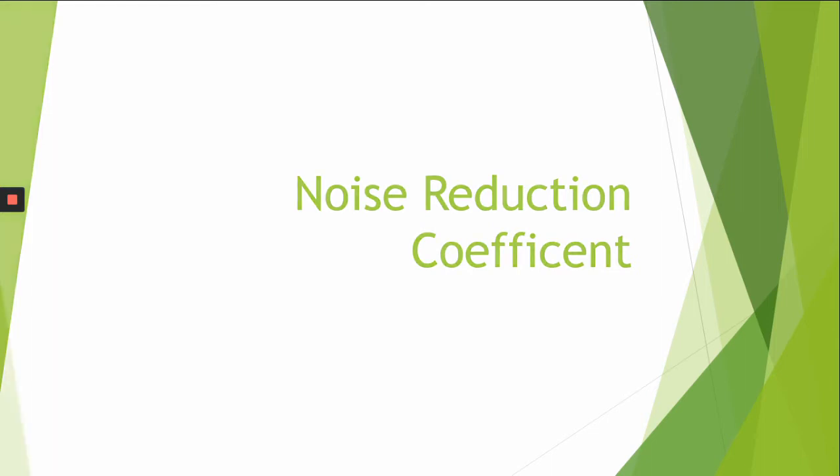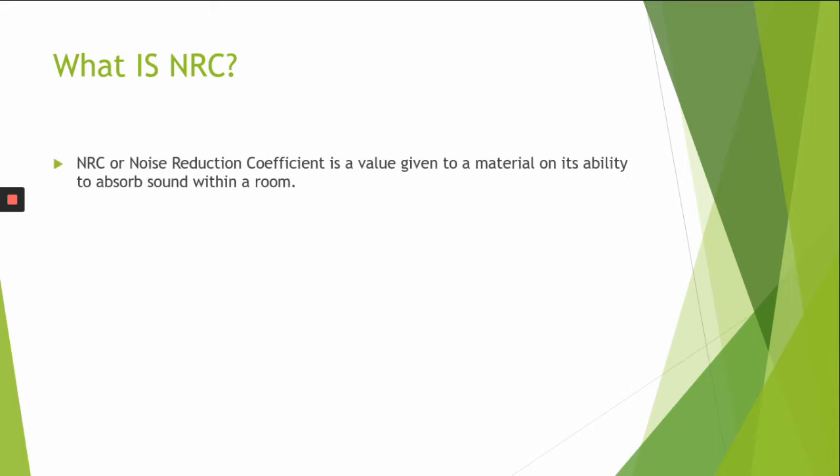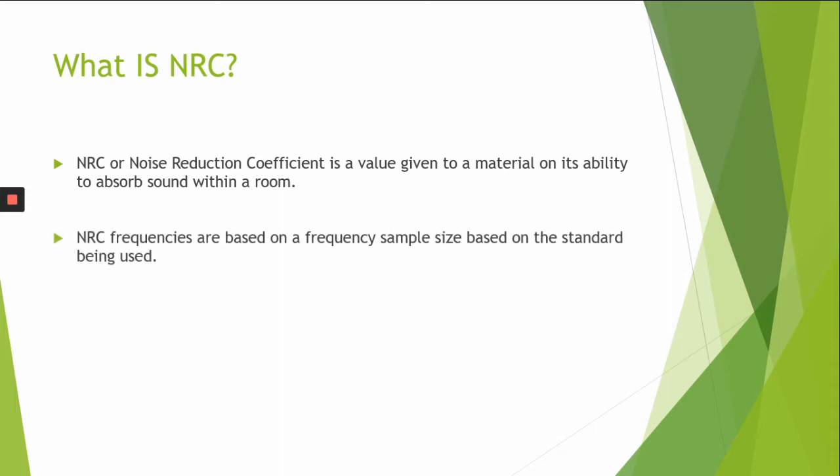All right. So if we look at what is NRC, or noise reduction coefficient, it is a value given to a material on its ability to absorb sound within a room. NRC frequencies, or the testing frequencies that are used to give the NRC value, is based on a frequency sample size of the standard being used. And the standard being used, it's if it's an ASTM standard and which value it's being used. So it's a very wide range to determine the NRC frequencies.